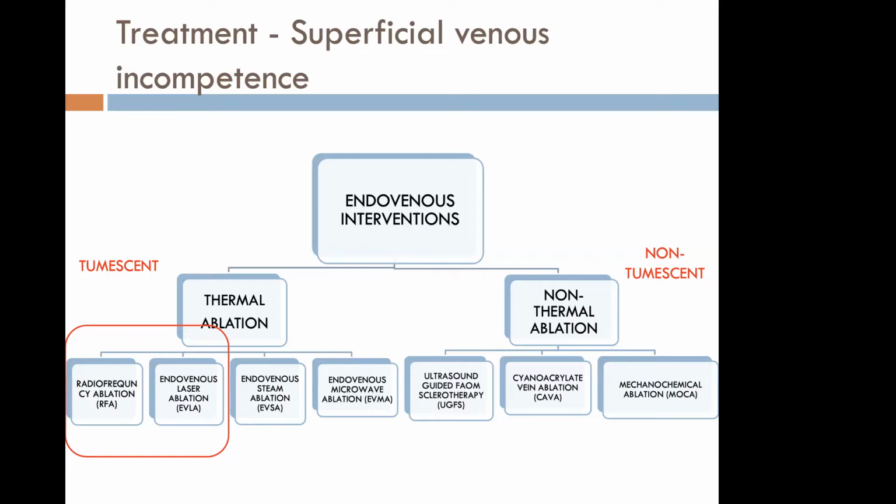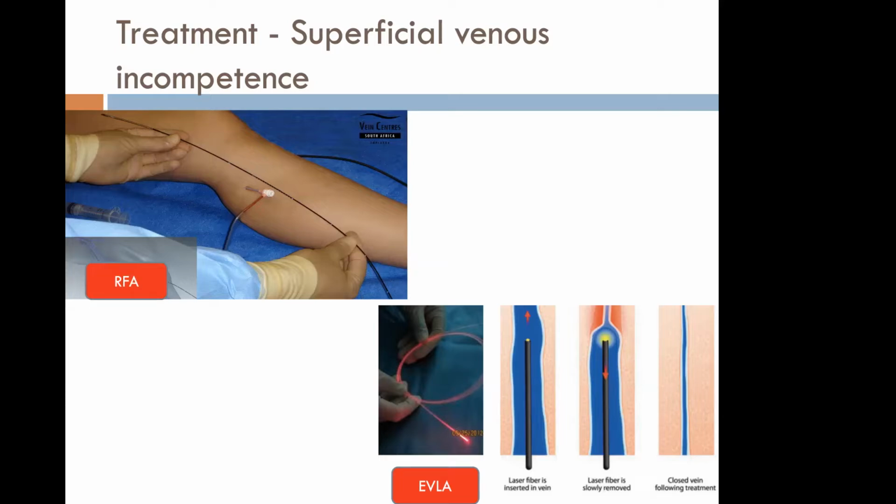Now, there are these non-tumescent modalities which use sclerotherapy or glue, or even a combination of these. These are not as effective, so we tend not to use them. Let's move on. I'll just briefly describe radiofrequency ablation and endovenous laser ablation.